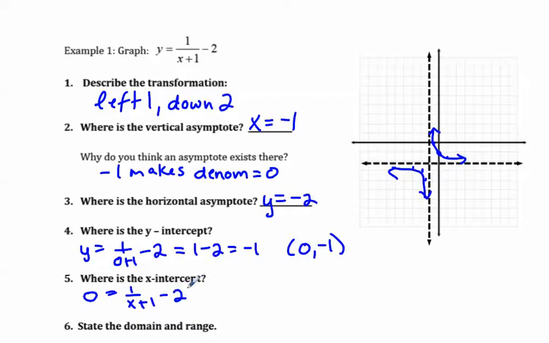So to solve for x, first I would add 2 to both sides. So I would get 2 equals 1 over x plus 1. And then multiply both sides by x plus 1. That would cancel out the one on the right.